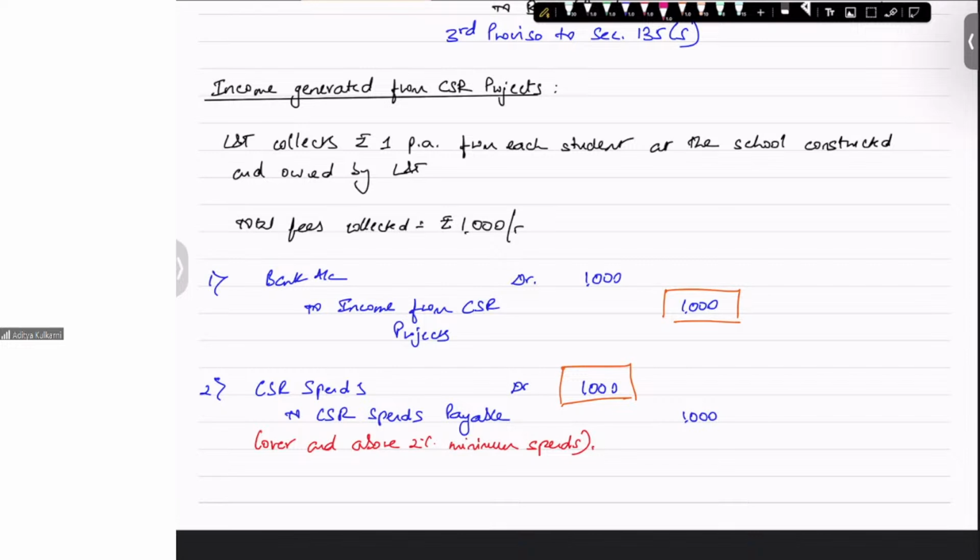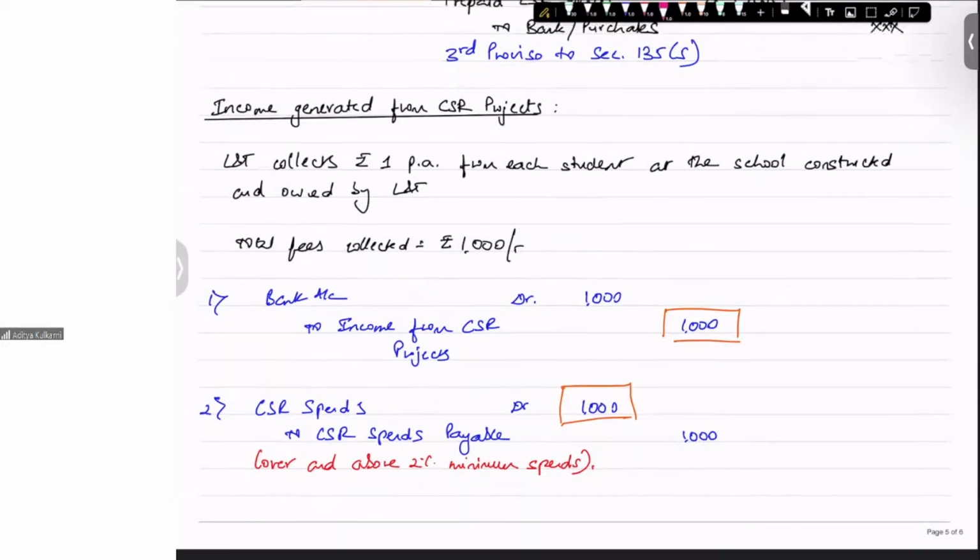Immediately, debit CSR spends account and credit CSR spends payable for this 1,000. This spend will be over and above the 2% minimum spends. I am giving a hypothetical example: if the escrow account starts to get interest, then this is the treatment that you will follow. You cannot profit from a CSR activity.